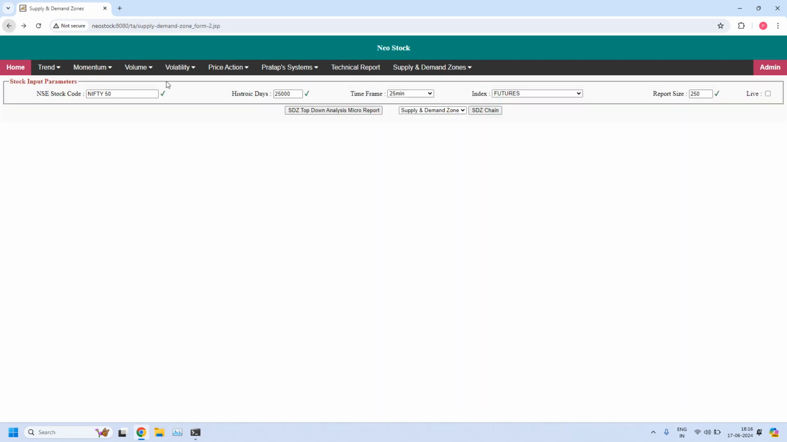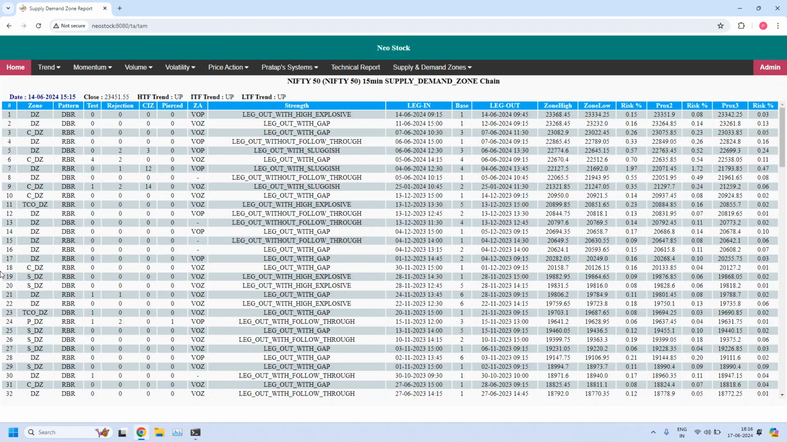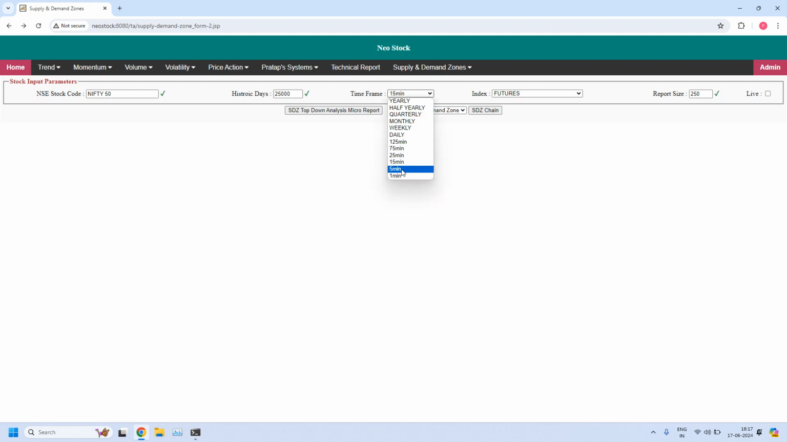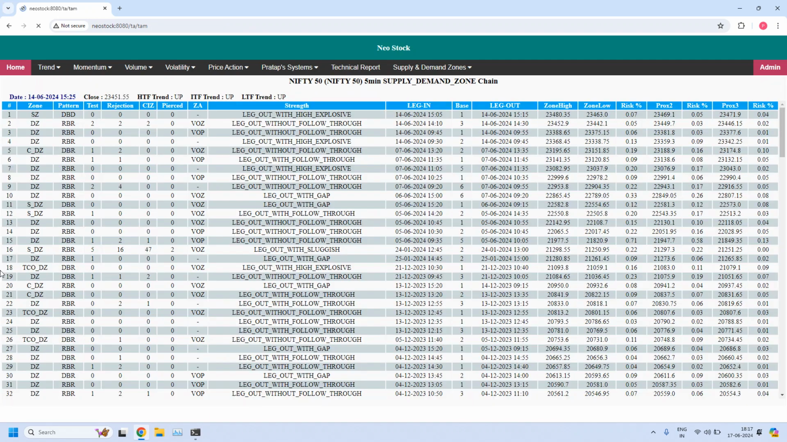Now let me generate 15 minutes chain. Now I am generating 15 minutes supply demand zone chain. Now the last time frame, 5 minutes chain. Changing the time frame to 5 minutes, and I am generating the supply demand zone chain. This is the 5 minute supply demand zone chain. So this is for Nifty.